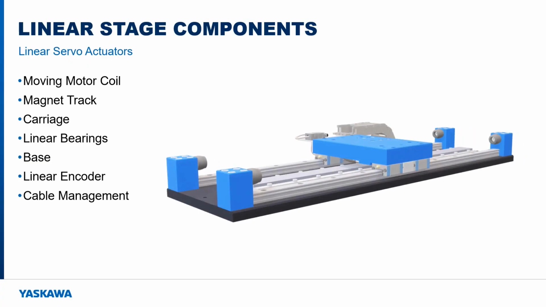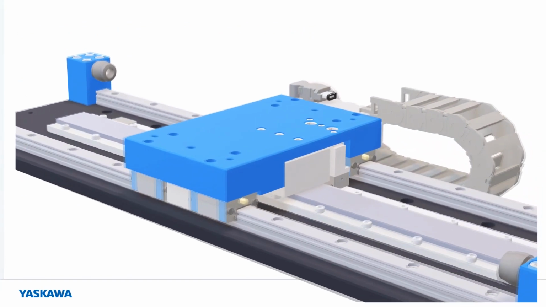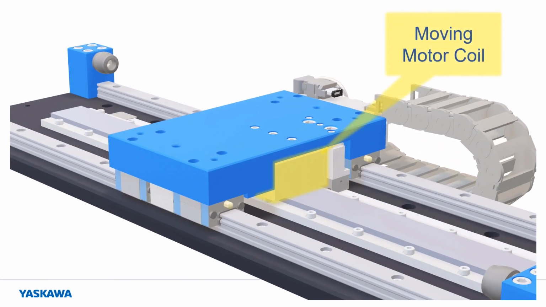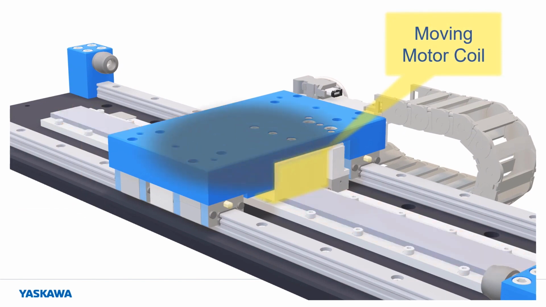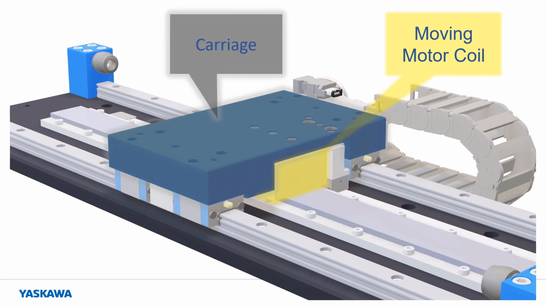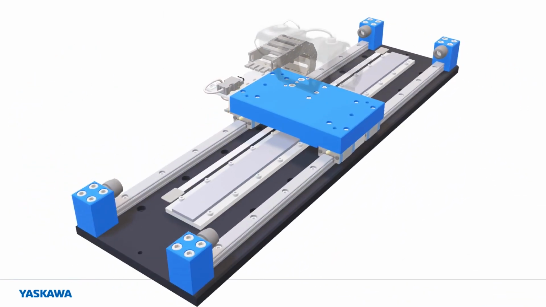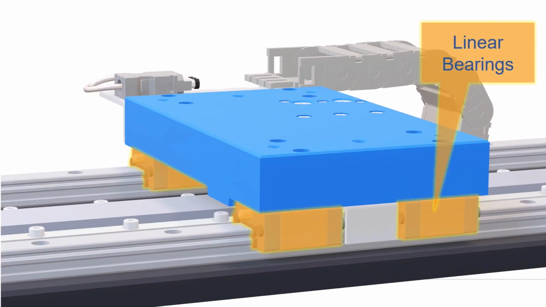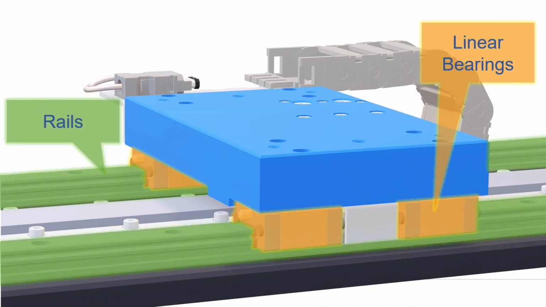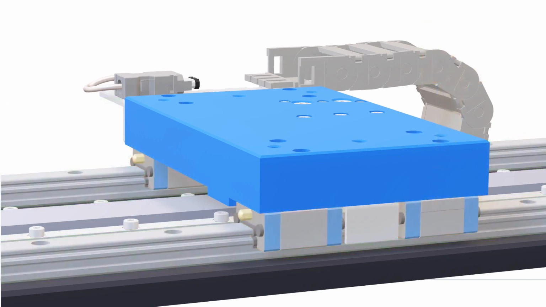Let's examine the construction of the SigmaTrack 2 linear stage using this 3D model. In a linear motor, the motor coil propels itself along the magnet track. The motor coil is attached to the carriage, sometimes called a slide, and the load is bolted directly to the carriage. The carriage is held in place by linear bearings with rails secured to the base. The linear bearings are the only point of mechanical contact and frictional wear.